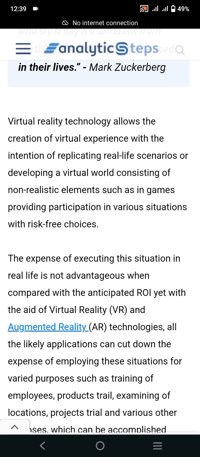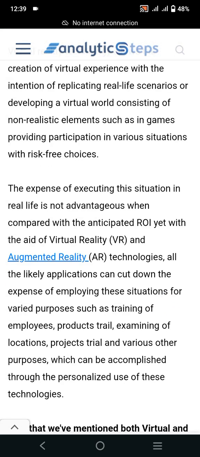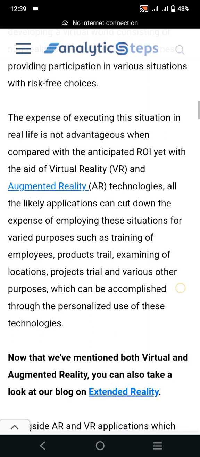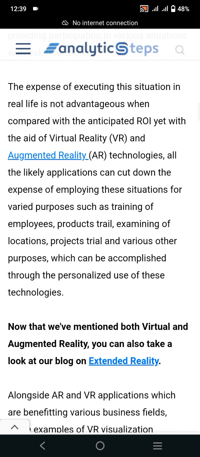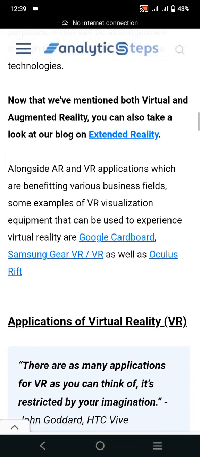The expense of executing such situations in real life is not advantageous when compared with the anticipated ROI, yet with the aid of virtual reality and augmented reality technologies, all such applications can cut down the expense of employment. This serves varied purposes such as training of employees, product trials, examining of locations, project trials, and various other purposes which can be accomplished through the personalized use of these technologies.